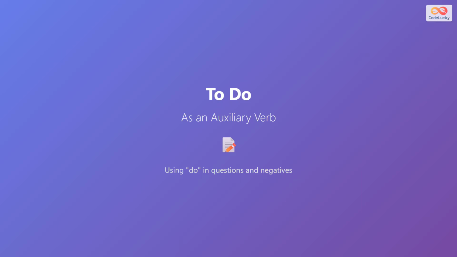Today we will learn about the word do when it works as an auxiliary verb. An auxiliary verb is a helping verb that supports the main verb in a sentence. We use do to make questions and negatives in English. By the end of this lesson, you will understand how to use do, does, and did correctly in your sentences.